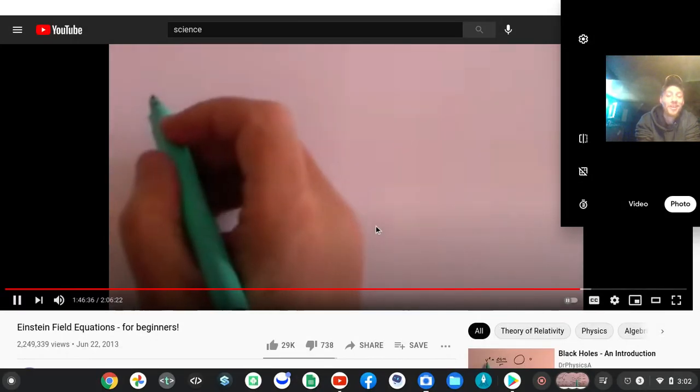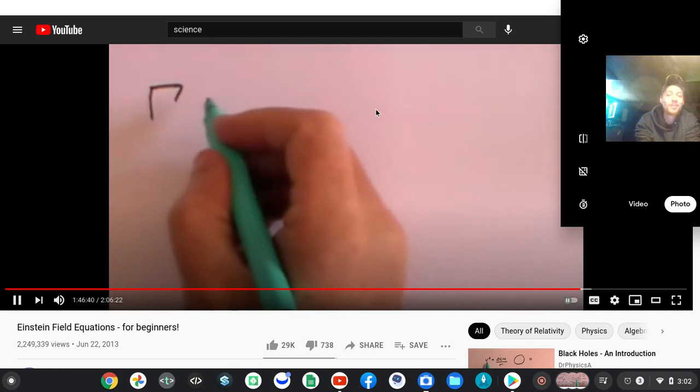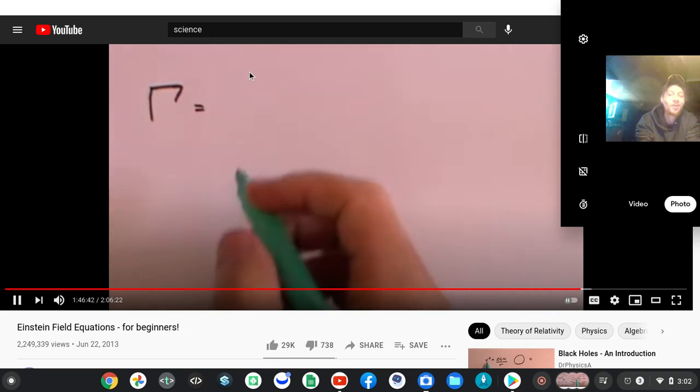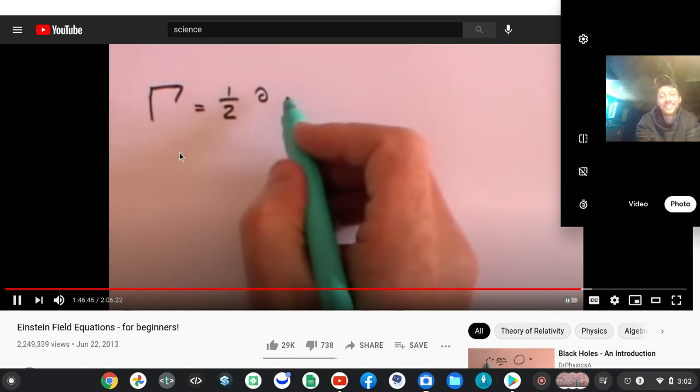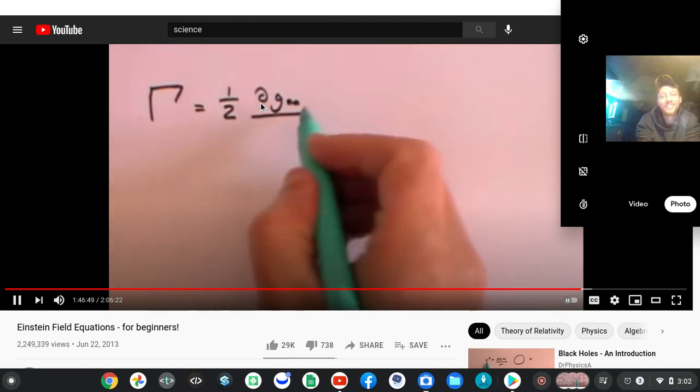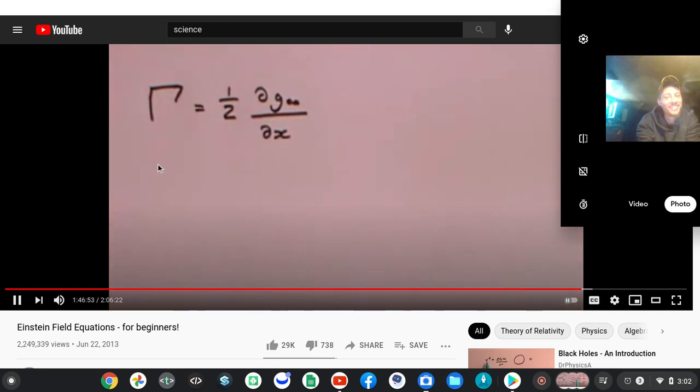Now, the fact is that the Christoffel symbol, capital gamma, in the equation is the equivalent of a force term, and in ordinary space, where we're not near black holes, it equaled the derivative of the time component of the metric tensor with respect to x.